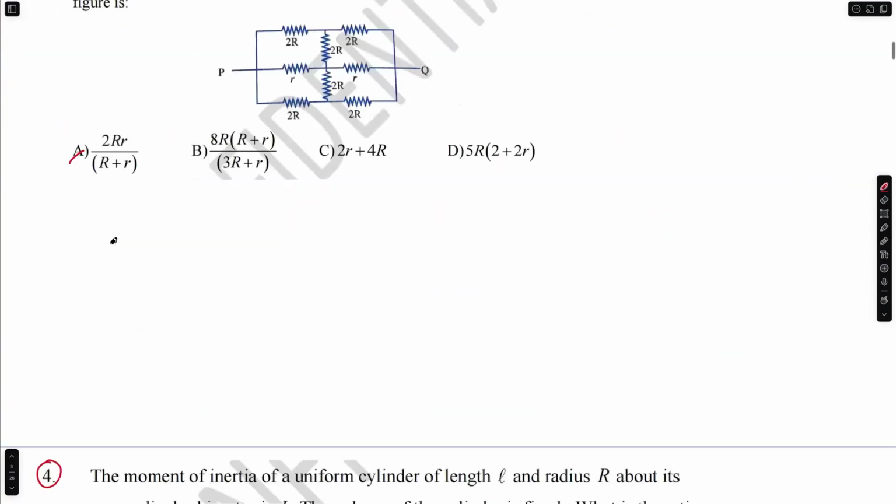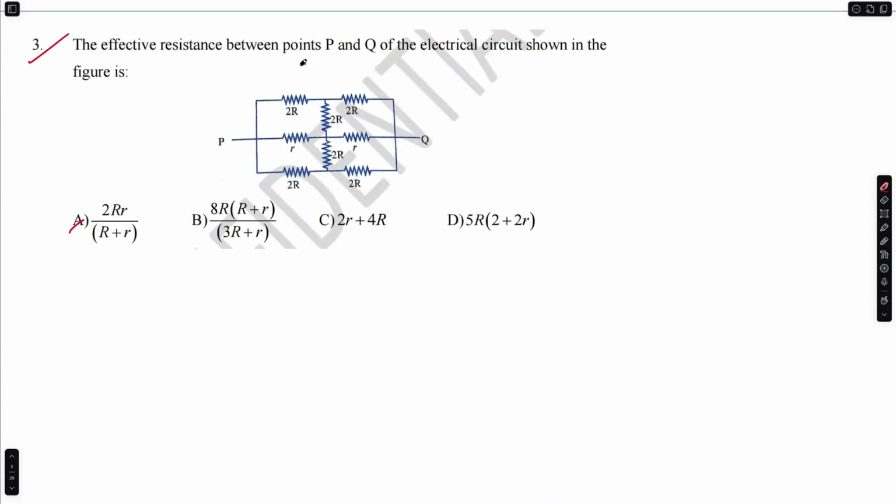Okay. Next. Third question. The effective resistance between point P and Q of the electric circuit shown is, remember, R, 2R, R, 2R. This line becomes equipotential and no current splits in that direction. Suppose if this is a 2R, this is a 2R, this is a 2R, then the picture is different. So this is a symmetric circuit for me. Since this is the current line of symmetry, this line will become the potential line of symmetry.